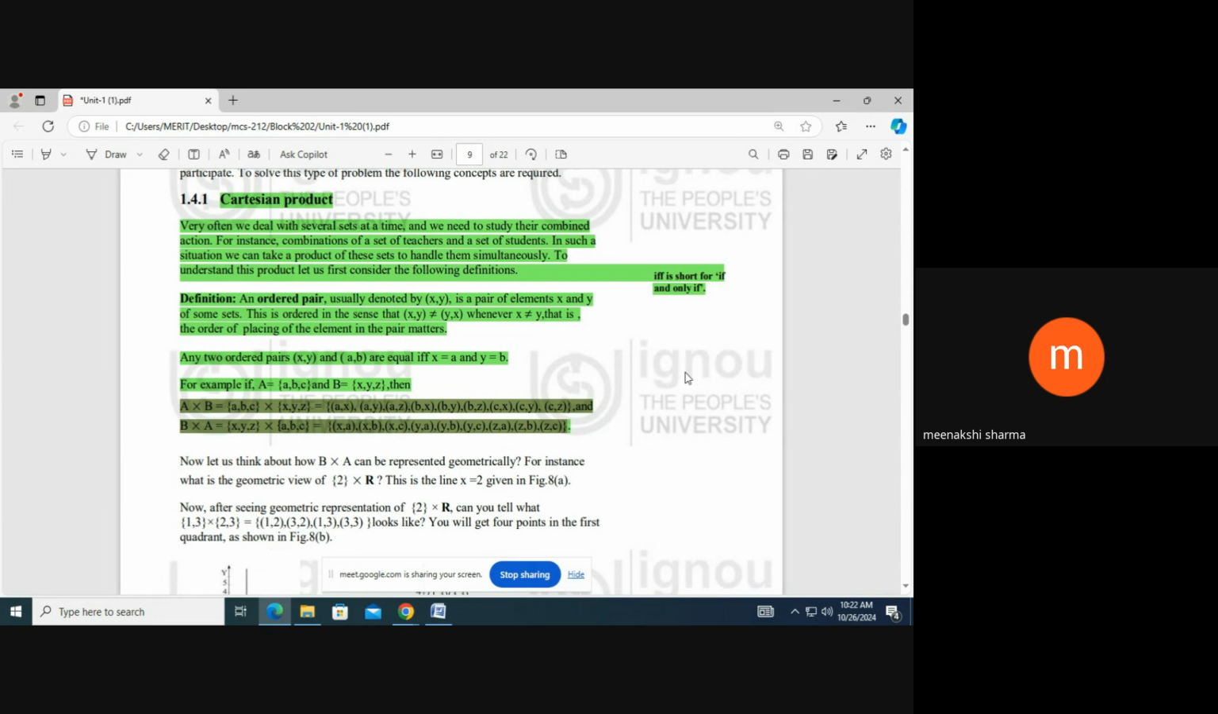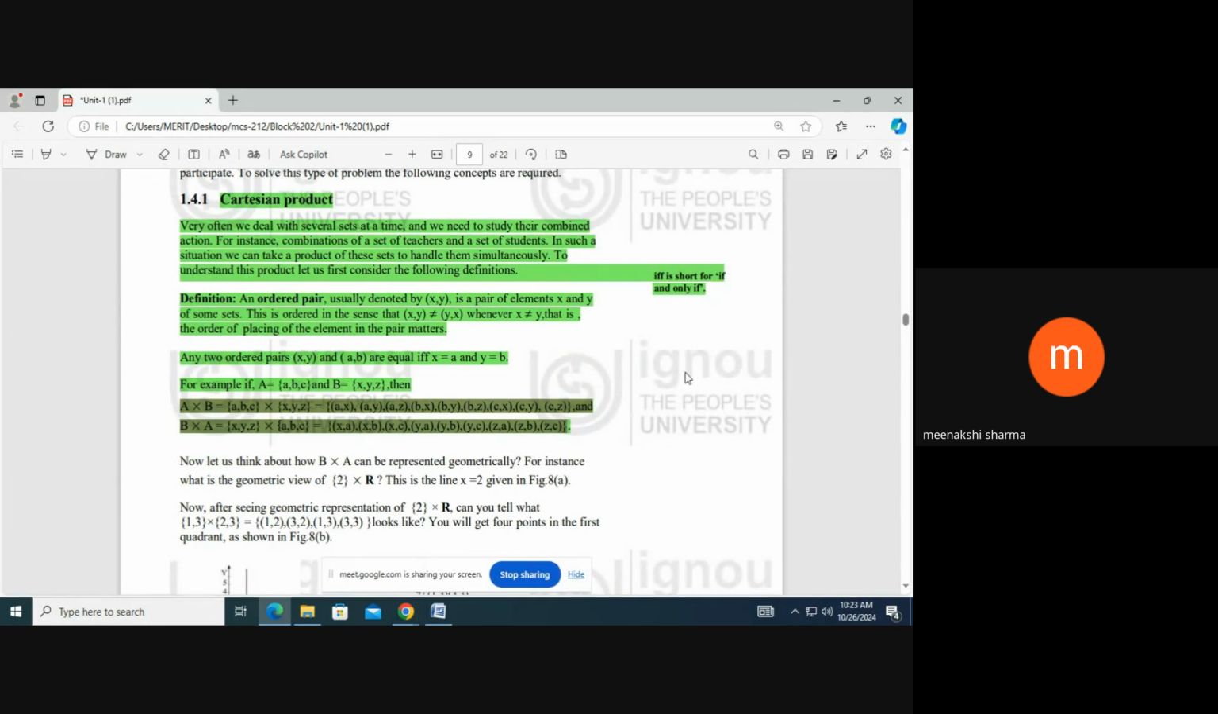Can I explain this Cartesian product? There are two sets, set A and set B. Set A has A, B, C, and set B has X, Y, Z. For the Cartesian product of set A and set B, firstly we use multiplication. Multiplication is used for the Cartesian product. A's elements are A, B, C and B's elements are X, Y, Z.